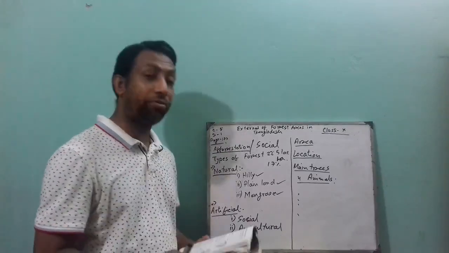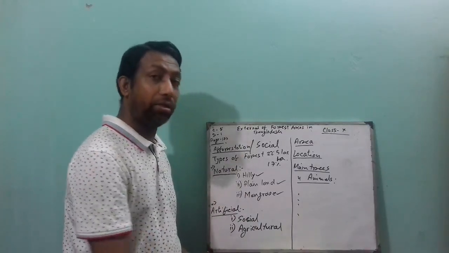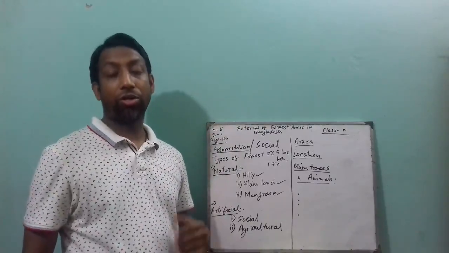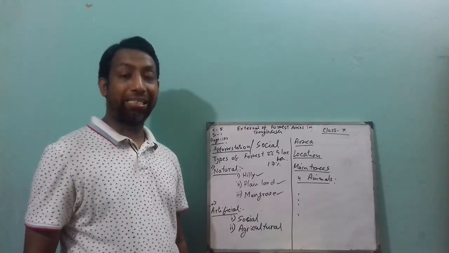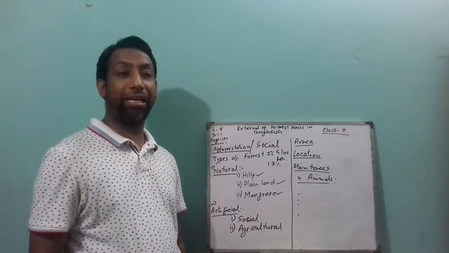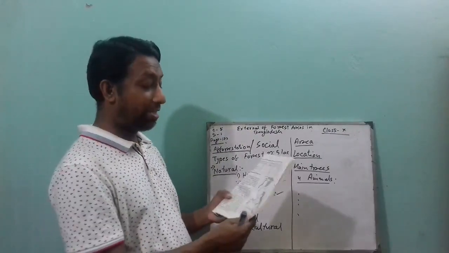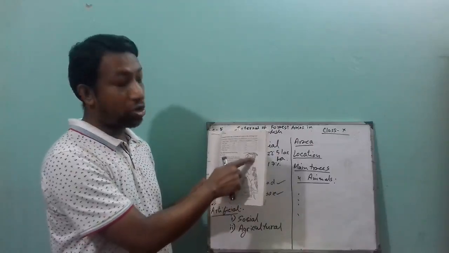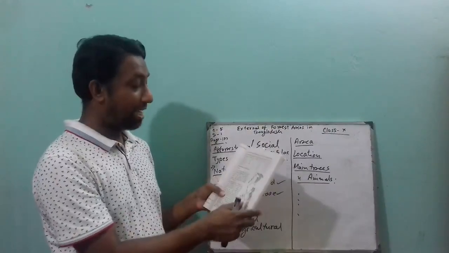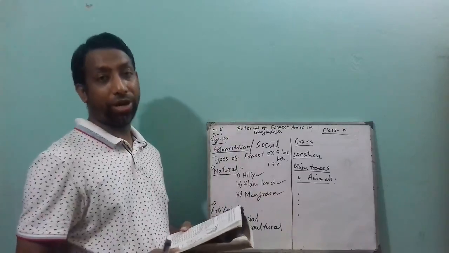What is the location of the hilly area? The hilly area in our country is Rangamati, Chittagong, Cox's Bazar. In the textbook map, they put some marks on areas like Sylhet, Chittagong, Rangamati, Cox's Bazar. So this is the location of this hilly forest.